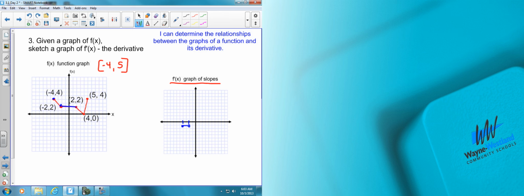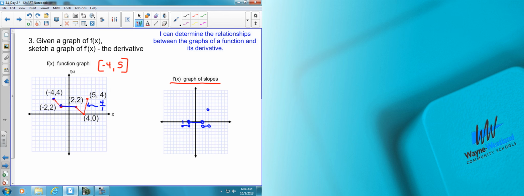Between -2 and 2, we have a 0 slope. So let's draw those. These are supposed to be open circles across there. We have another -1 slope between 2 and 4. And here we have a rise over run of 4. So the slope between 4 and 5 is going to be 4.